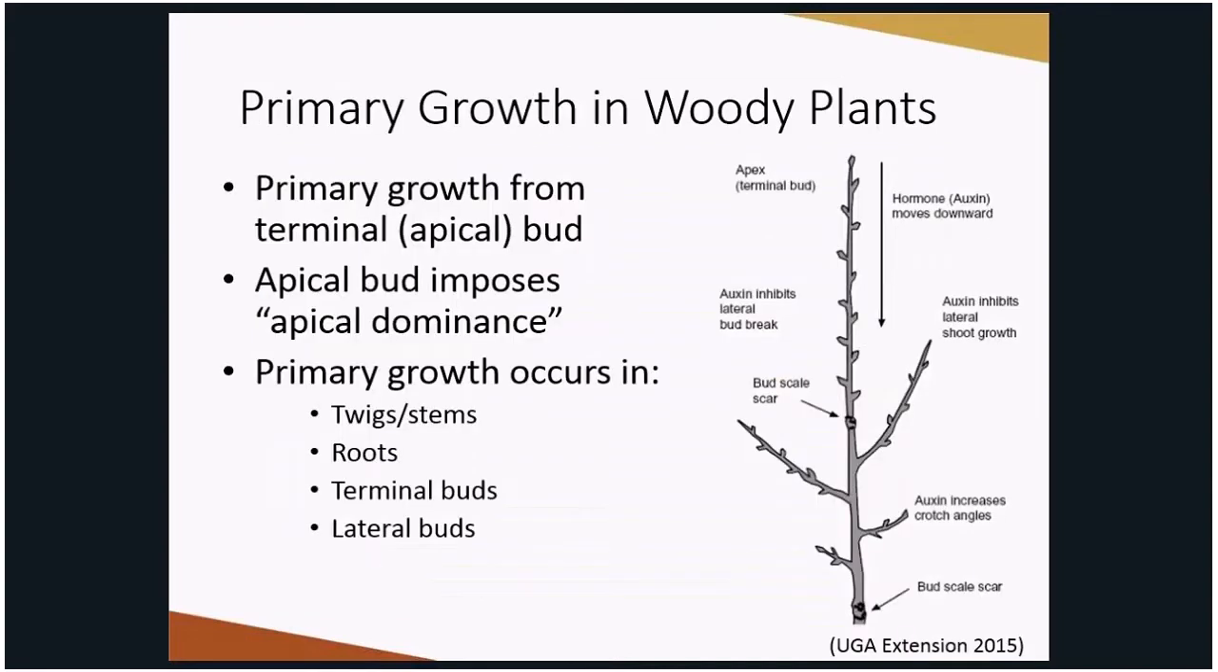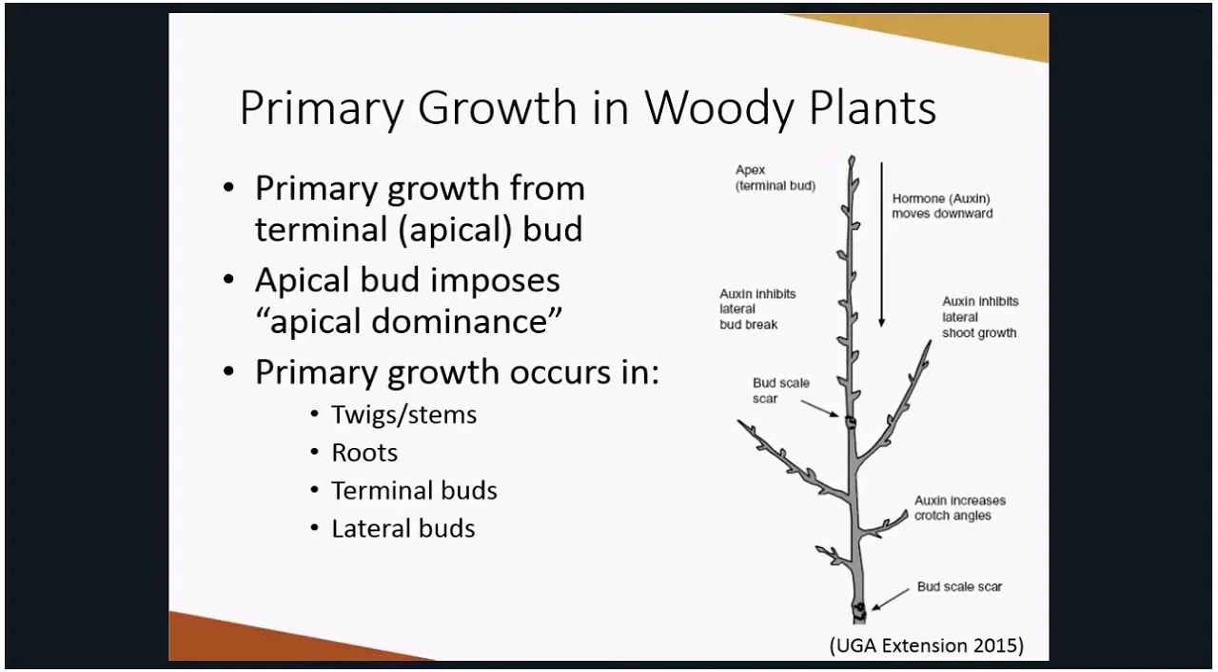So first, let's talk about primary growth in woody plants. The primary growth that we see on the outside of a woody plant actually starts in the tips. That's the growing point of a tree, the tips or the apical bud. That bud imposes apical dominance down the rest of the plant. It exudes a growth hormone called auxin, which inhibits the growth of some of the lateral limbs and says, hey, I'm the apical bud, I'm here, I'm growing, so others don't need to grow as tall as me.